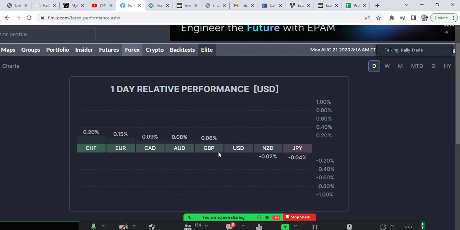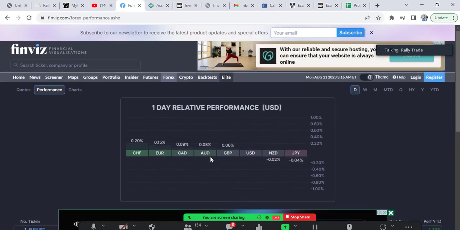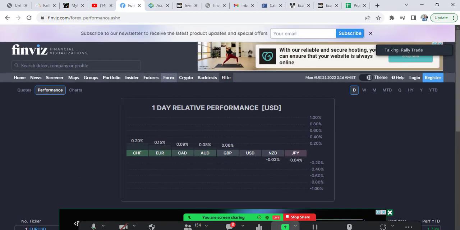But guess what? During the course of the day, late morning, early afternoon, all of this will change, right? We get to see volume being pumped into the market. We get to see the US session coming up. So most of this will change. So guys, let's go back to the chart.